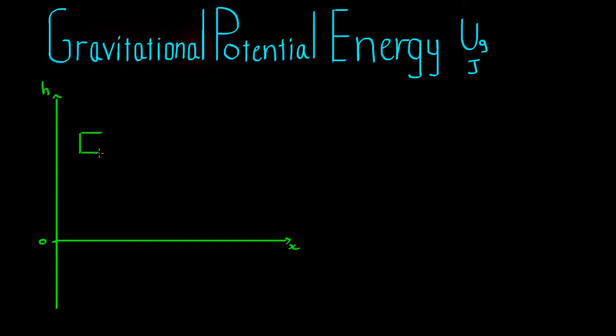I have two blocks of equal weight. We'll say they're both 2 kilograms. The first block here, we'll say, is 10 meters off the ground, and the second block here is 5 meters off the ground. If these two blocks were allowed to drop, let's calculate how much energy they'd have once they reach the bottom.